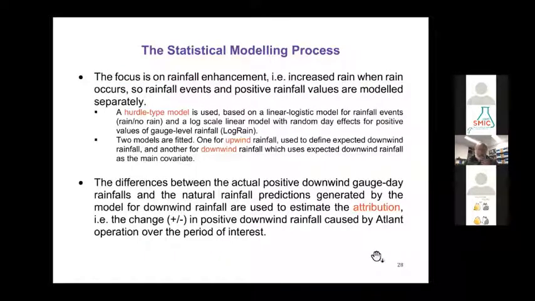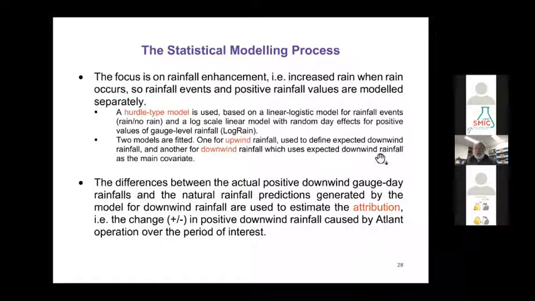The statistical modeling process itself went through various stages, four stages. It used a hurdle type model, which essentially means you model, first of all, the probability of rainfall happening, and then given rainfall happened, you model the amount of rainfall. So there were two models fitted for the amount of rainfall. One was for upwind rainfall, and the other one was for downwind rainfall.